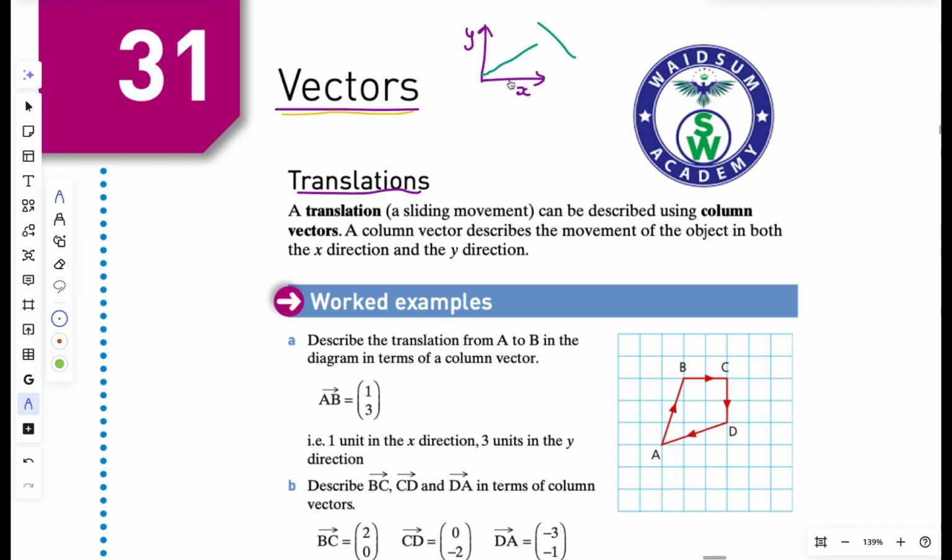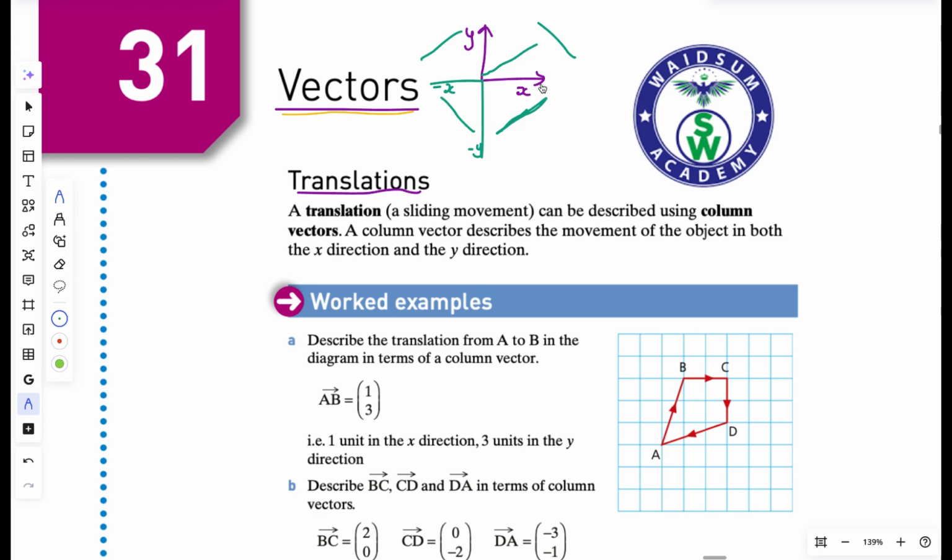If you have a complete graph like this, this way is your positive x, this way is your negative x axis. The top here is your positive y axis, the bottom here is your negative y axis. This is your plane geometry. Now any movement, however you move, is a sliding movement, as long as you're not moving purely vertically or purely horizontally.